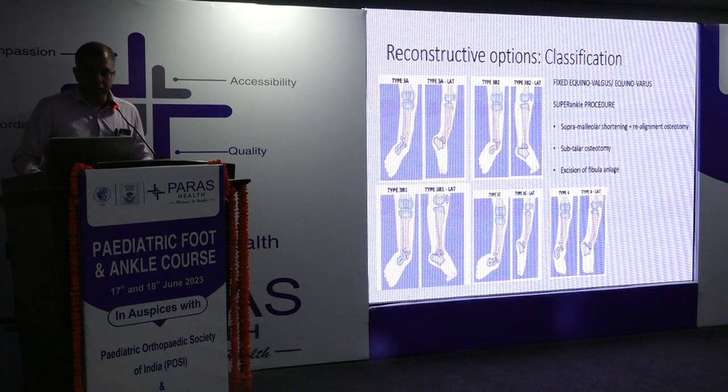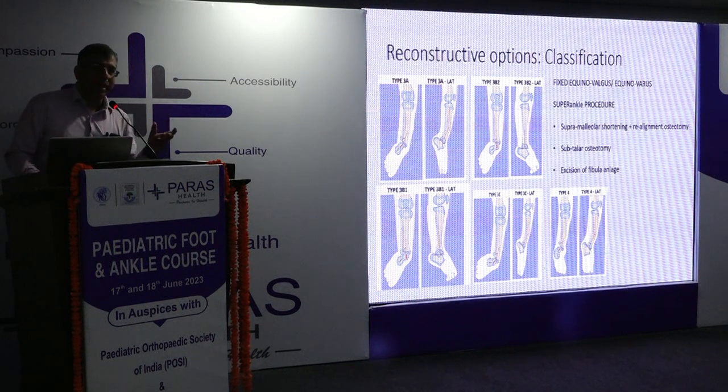Type 3 and 4. So these have subtalar coalitions which are malunited in either equinovalgus in cases of type 3 or in clubfoot position in case of type 4. So here you have to do what is known as the SUPERankle procedure, and basically it consists of supramalleolar shortening plus realignment osteotomy of the distal tibia. Subtalar osteotomy. So this osteotomy is through the coalition, through the tarsal coalition.